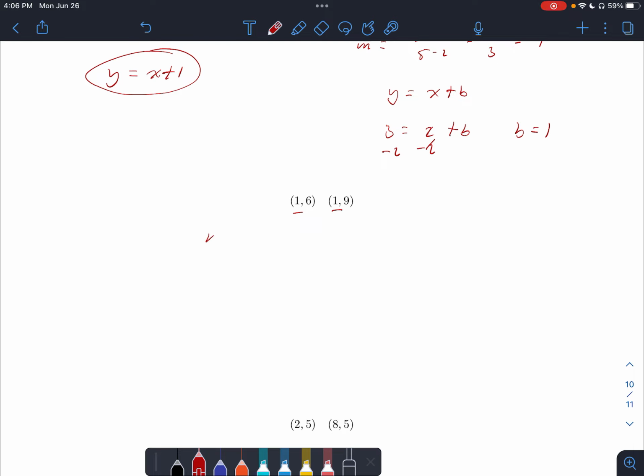So here we can have slope is y2 minus y1 over x2 minus x1. So this is point 1, this is point 2. So our y2 is going to be 9, and our y1 is going to be 6. So we'll have 9 minus 6 over x2 minus x1, so 1 minus 1, or 3 over 0, which you can't do. Therefore, that means our slope is undefined.